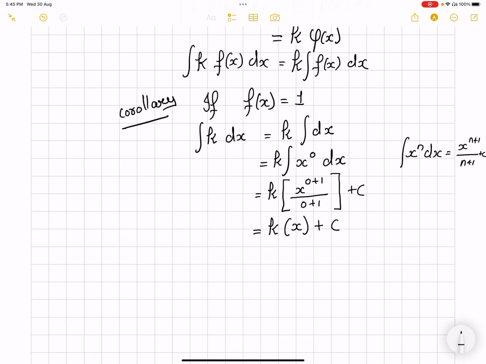Whenever you don't have any 1, if you have just integral dx, that means your answer is going to be x. Because if 1 is there, then any number multiplied by 1 gives the same, so I would be getting dx. That means 1 is nothing but x to the power 0. So when I apply the integration formula, it becomes x raised to 0 plus 1 divided by 0 plus 1, plus c. So based on that only, this has happened. Hope you understood.